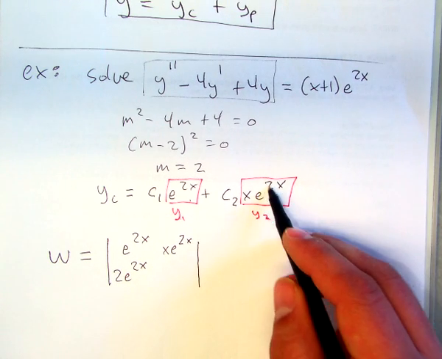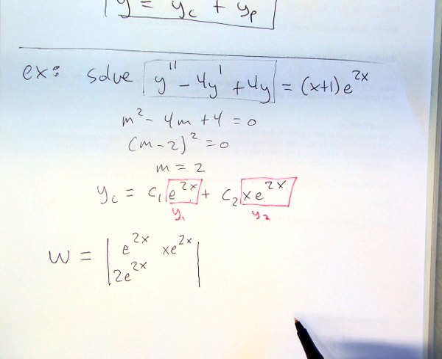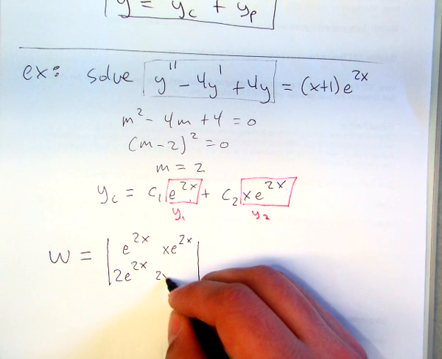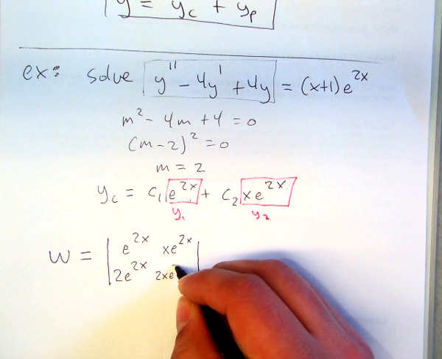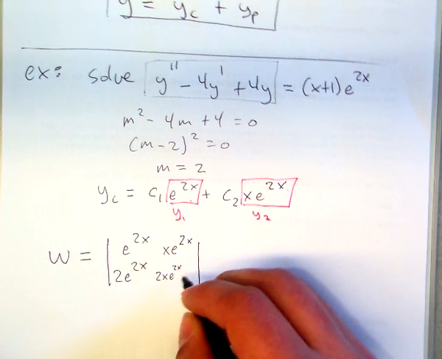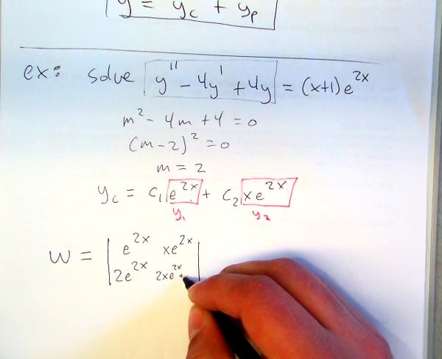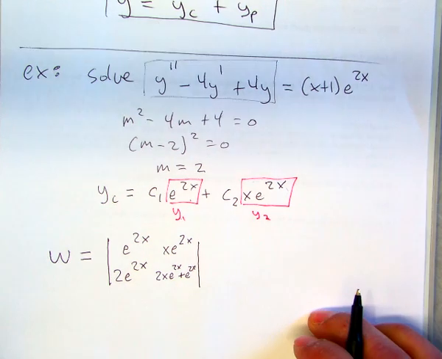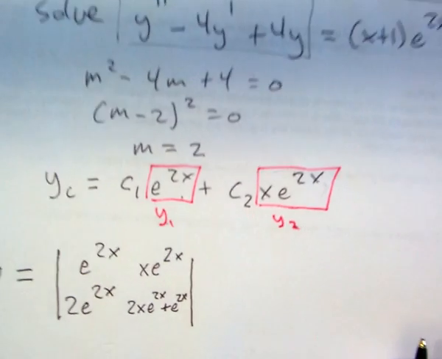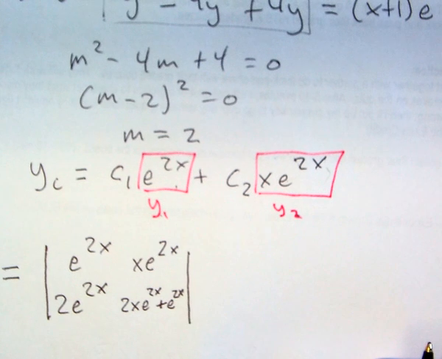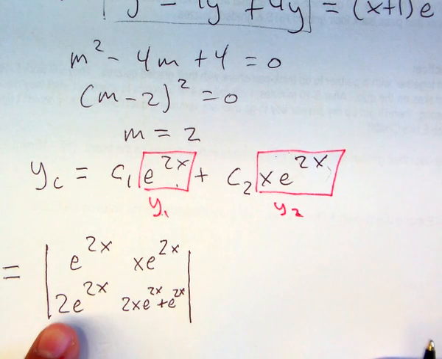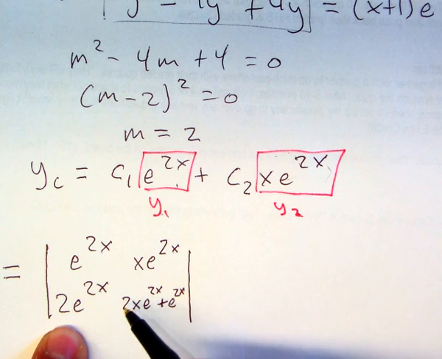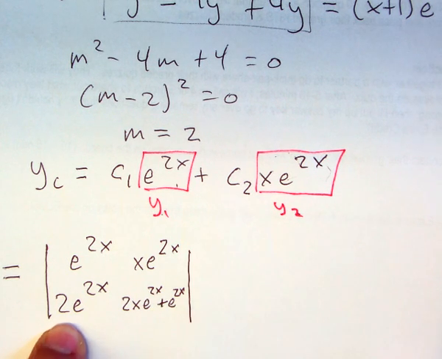Product rule gives us 2x e to the 2x plus e to the 2x. Let me zoom in real quick so it's clear. So e to the 2x, 2e to the 2x, and then x e to the 2x, and then 2x e to the 2x plus e to the 2x. Sorry about that. It's kind of small.